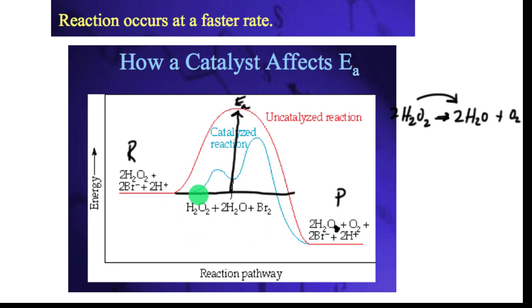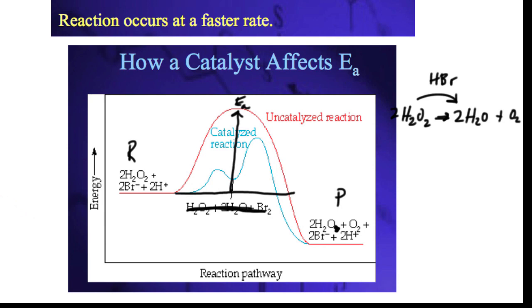So what the catalyst does is it provides a new pathway. Don't worry too much about what the reaction is here; it's not important at this level. What they're adding is hydrobromic acid, or HBr. The catalyst they're adding is HBr, and the HBr is put into this solution of hydrogen peroxide and makes the reaction occur faster.